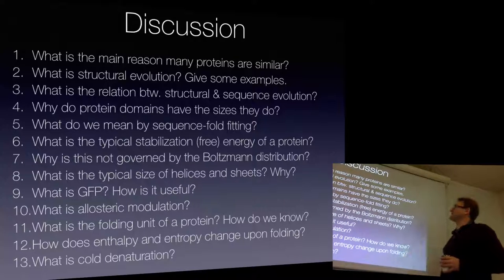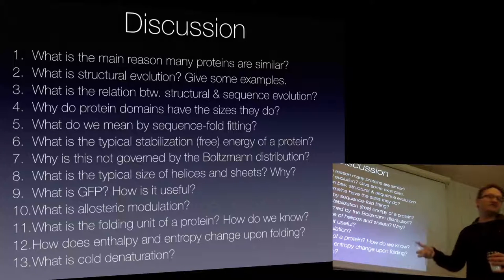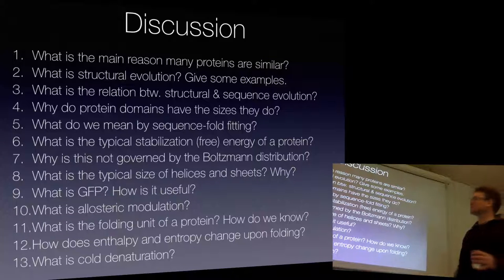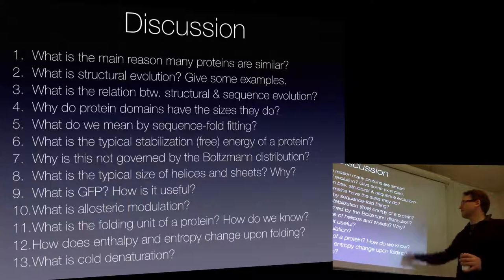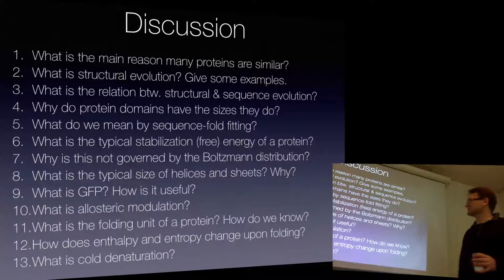Then we did a lot of mathematics and proved that you actually end up with an exponential distribution that looks exactly the same, which is not entirely a coincidence because that has to do with the solubility of individual amino acids. But this is not an equilibrium between different sequences. We already talked about the sizes of helices and sheets.